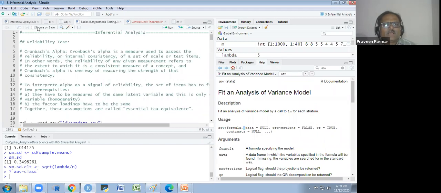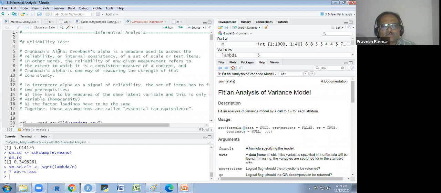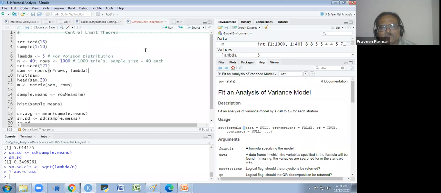And have I shared this or not? I have not shared this file, so I will share this also. And the central limit theorem also I will share with you, and the PPT that I used for the central limit theorem also I will share with you. Correct? Okay, sir.